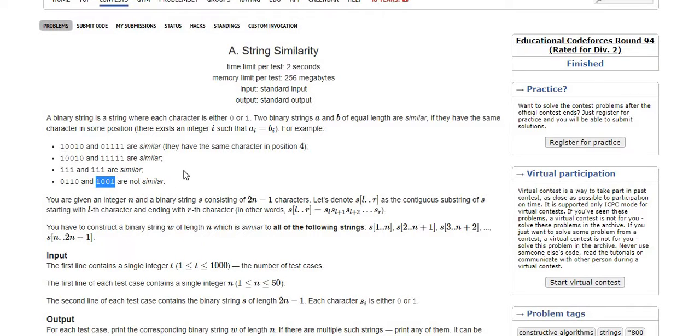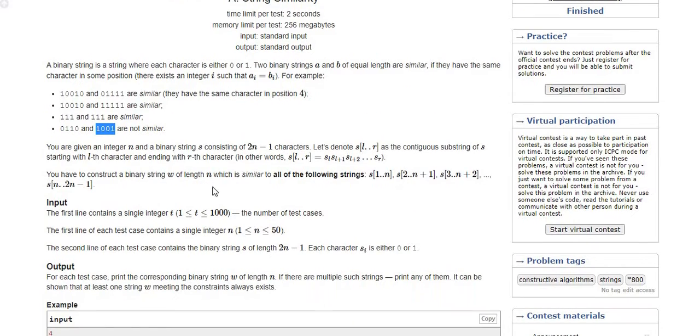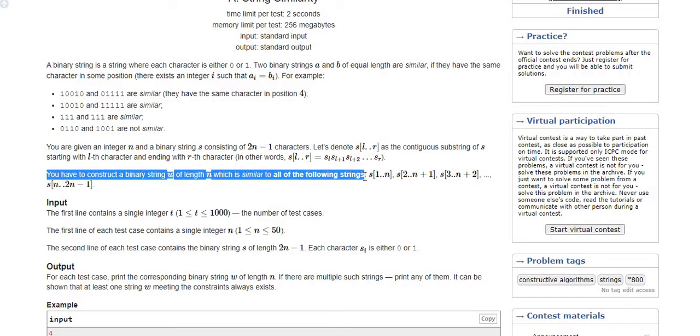And what we have to do is, initially we are given the integer value n and this binary string s. The length of s is 2n minus 1. For example, if n is equal to 3, then we have a binary string of 5 characters, so 2 into 3 is 6, minus 1, is 5. What we have to do is construct a binary string w of length n, which is similar to the following substrings of the string s.